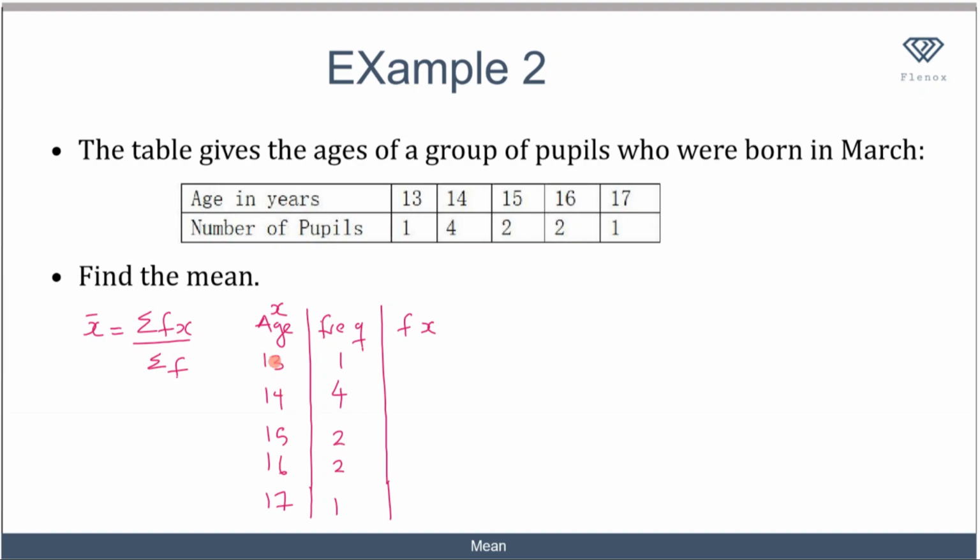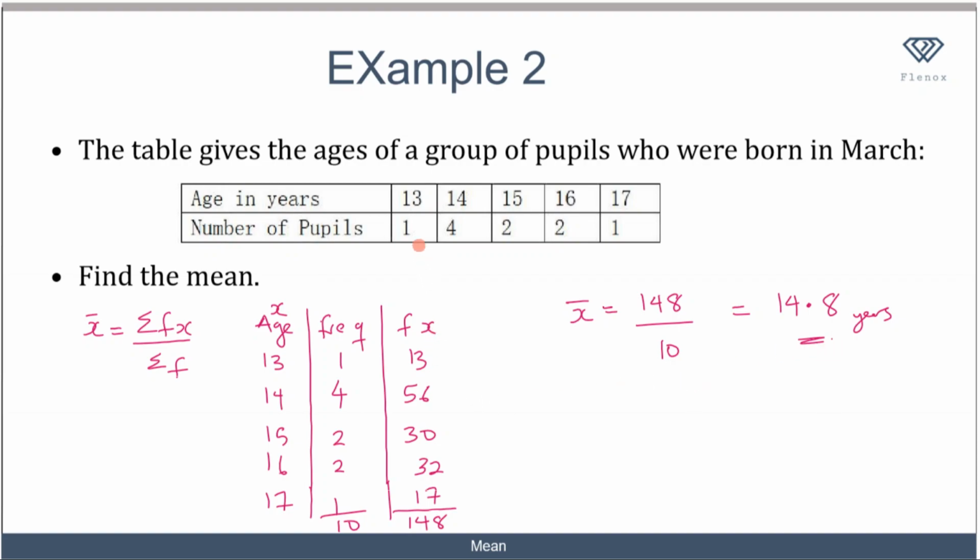The multiplication of age times frequency: 13 times 1 gives me 13, 14 times 4 gives me 56, 15 times 2 gives me 30, 16 times 2 gives me 32, and 17 times 1 gives me 17. When I sum this up together, I get 148. And when I sum up the frequencies together, I get 10. So now I can easily calculate my mean. My mean will be equal to the summation of fx, which is 148, over the summation of my frequencies, which is 10. And that gives me the mean age as 14.8 years.